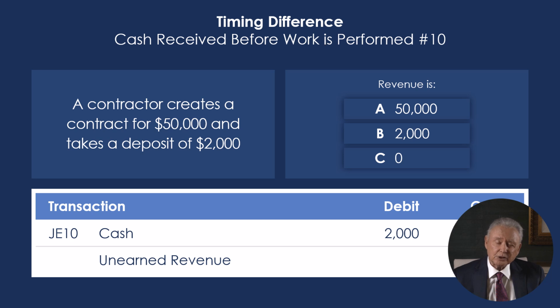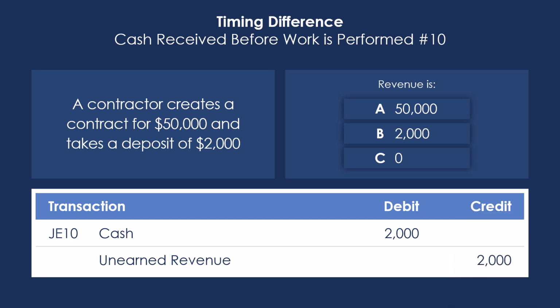A, contractor creates a $50,000. B, $2,000. C, 0. The answer is 0. The deposit is a debit to cash and a credit to unearned revenue, a liability for $2,000. No work is performed, so no revenue is recognized.